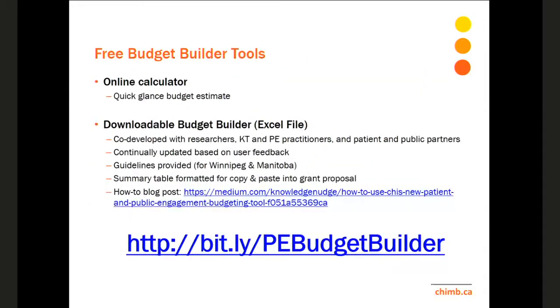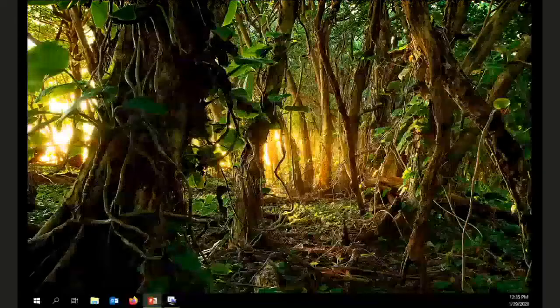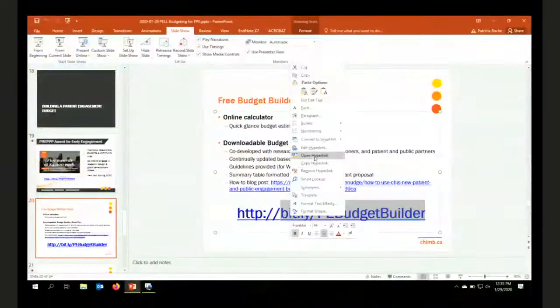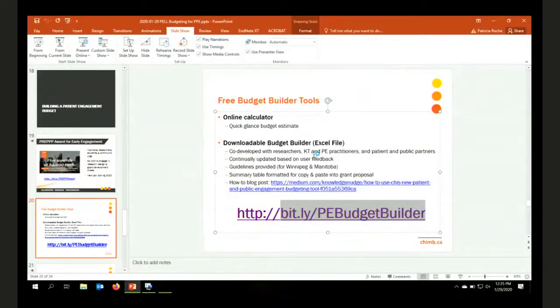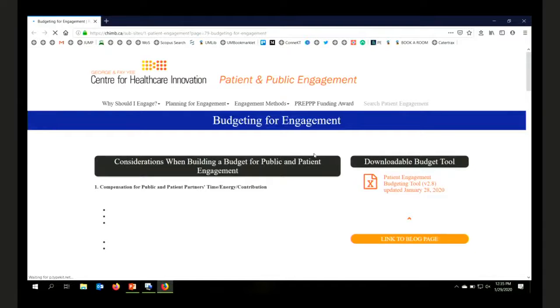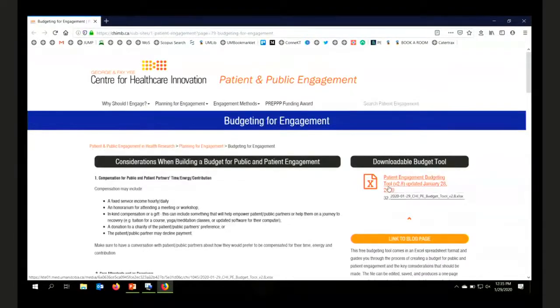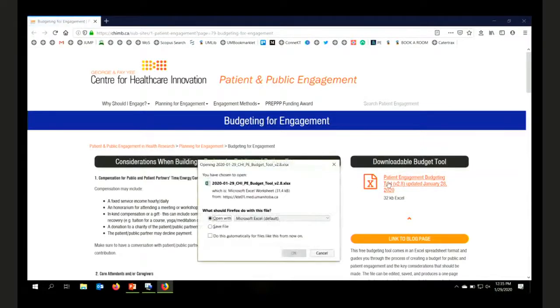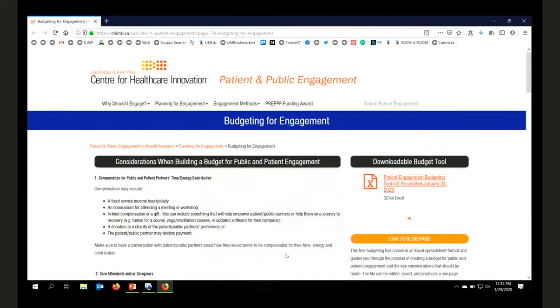And I'll just show you how to actually access it. Just bear with me, I'm going to click on this hyperlink. There it is. Oh, good, it works. This will take you to our CHI website. The downloadable tool is here. The rest of the materials are further down the page. This is what we're interested in.